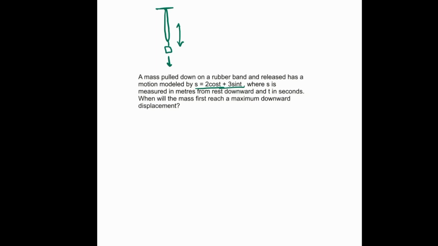So a mass pulled down on a rubber band and released has a motion that's modeled by this equation, 2 cosine t plus 3 sine t, where s is measured in meters from rest downward and t is in seconds. When will the mass first reach a maximum downward displacement? This maximum downward displacement is what we're looking for. So we need to find the first derivative to find the max, or a min.